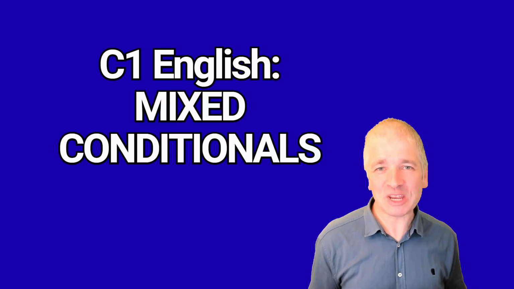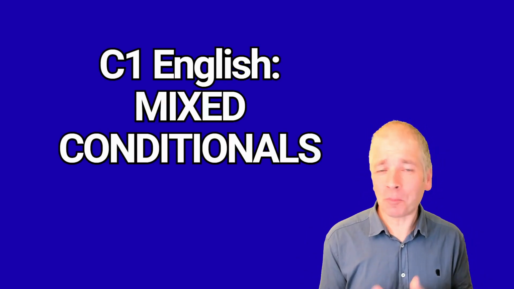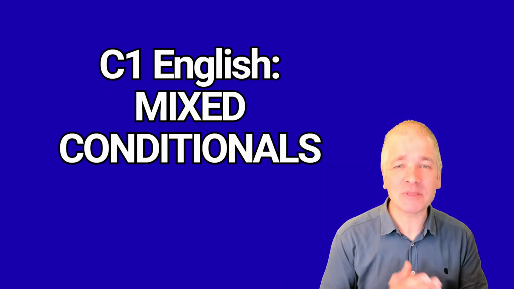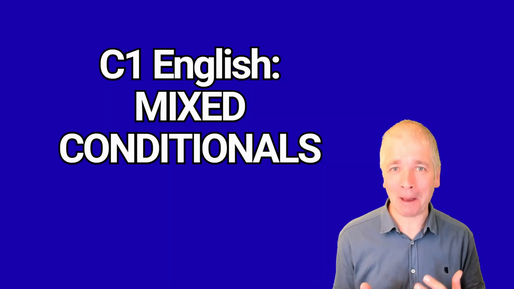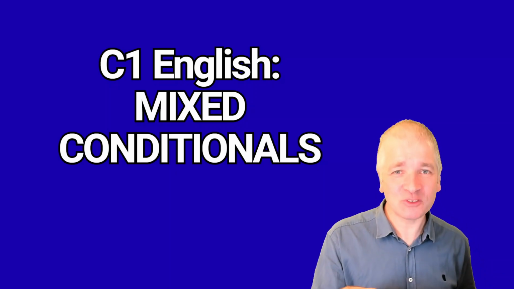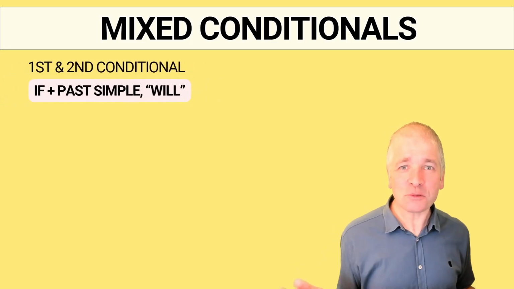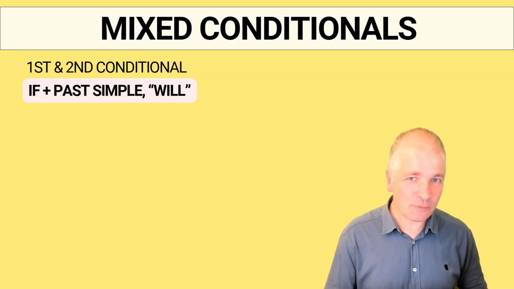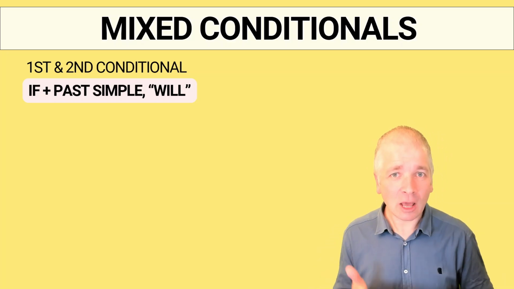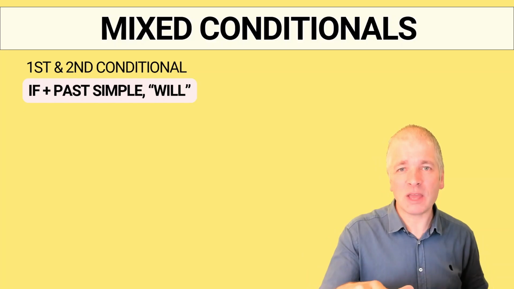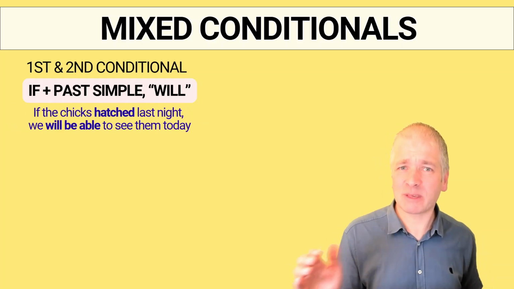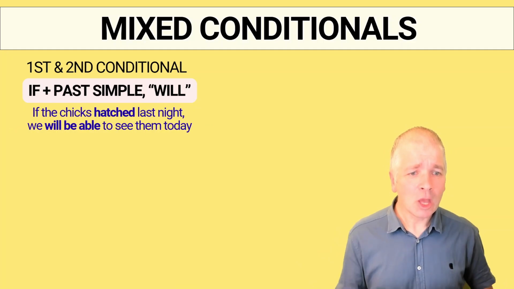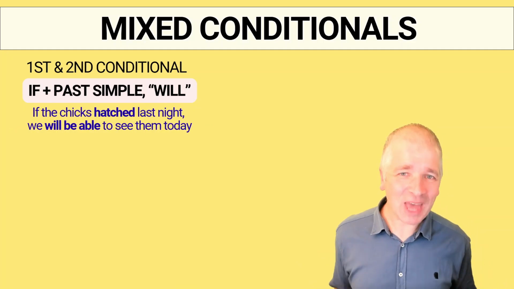Now, by the time you've reached a C1 level, you're probably familiar with the first, second, and third conditional. But now it's time to become confident in mixing it up, using different tenses for different conditionals. The first type is where we mix the first and the second conditional. We have if followed by the past simple, then a clause with will, instead of if followed by the present simple. Look at this example here. If the chicks hatched last night, we will be able to see them today.